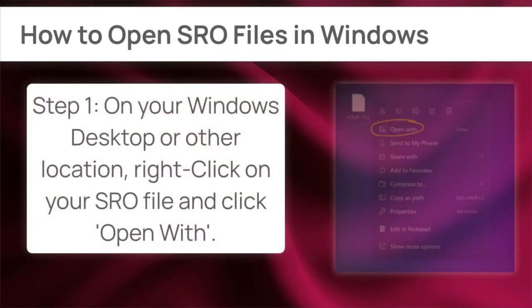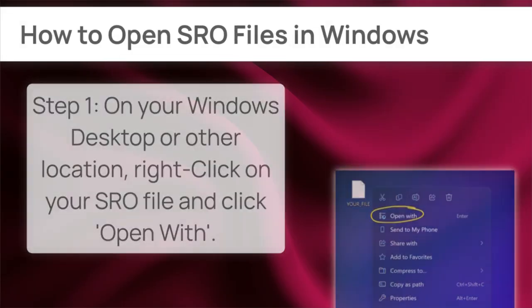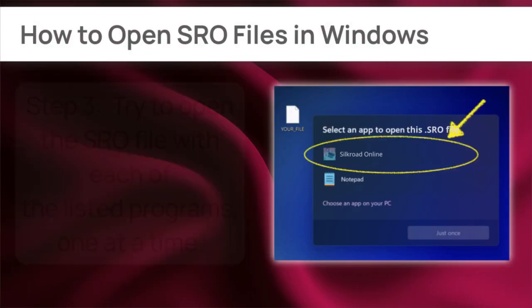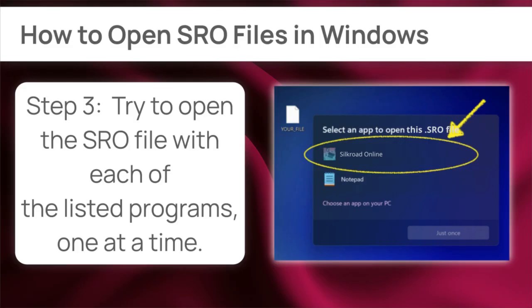Let's verify the file's compatibility against known readers. Right-click the SRO file and select Open with Silkroad Online if it appears. If not, choose another program. Different software handles the SRO format uniquely.